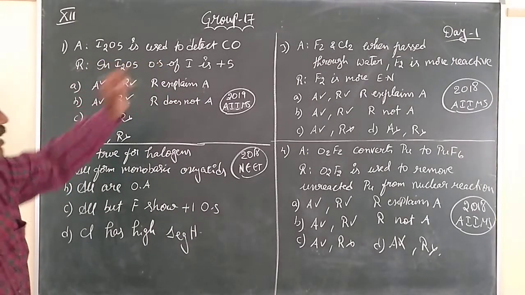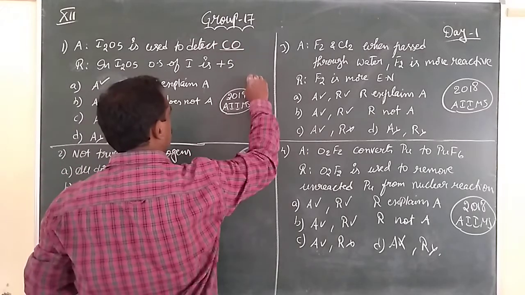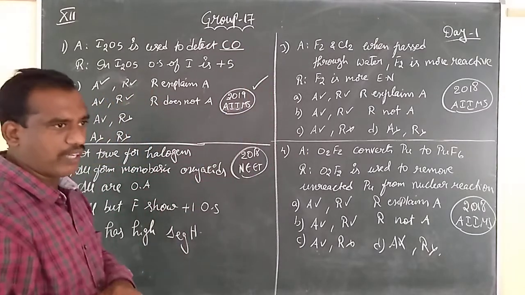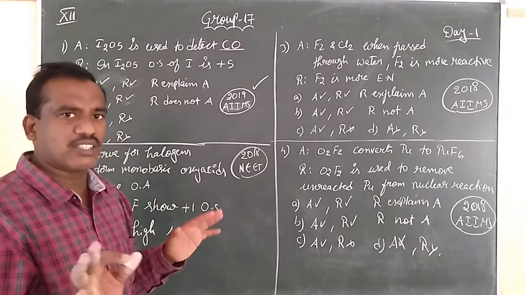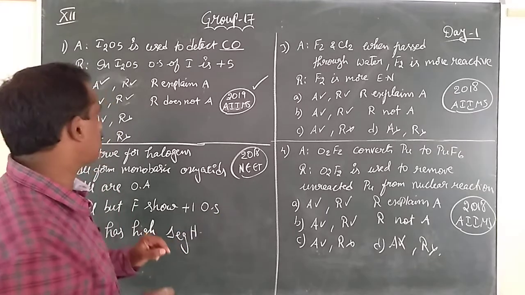I2O5 is used to detect carbon monoxide. This question was given in AIIMS 2019. I2O5 is used to detect carbon monoxide. Yes, that's a true statement. Everyone knows, we got the oxides of iodine.